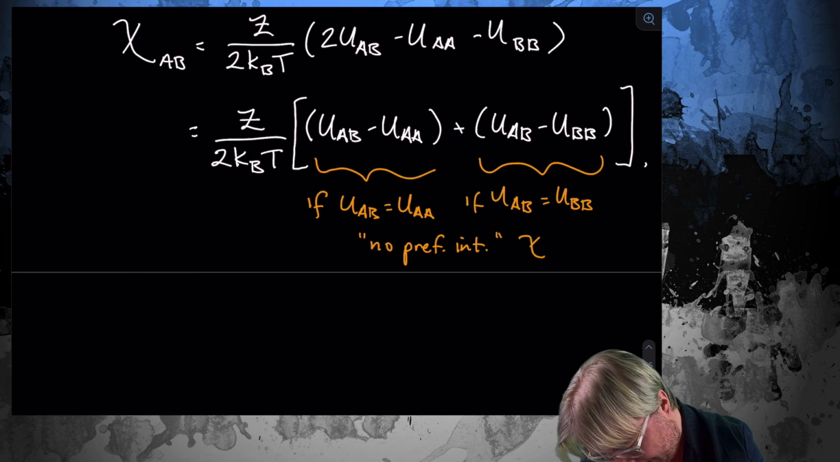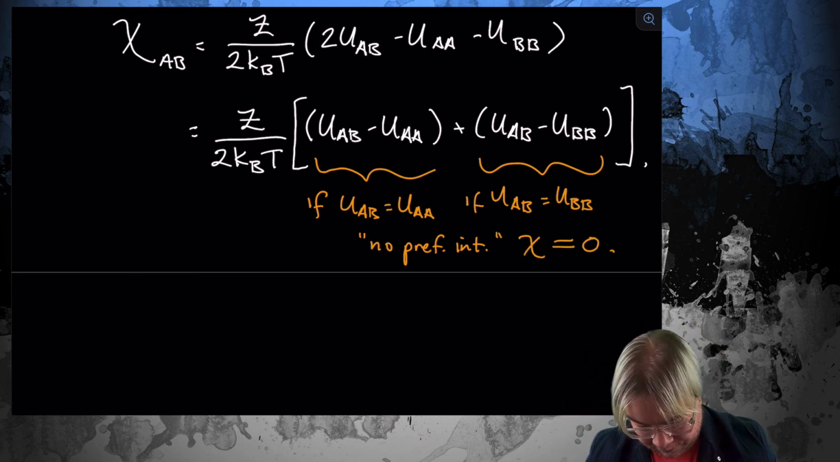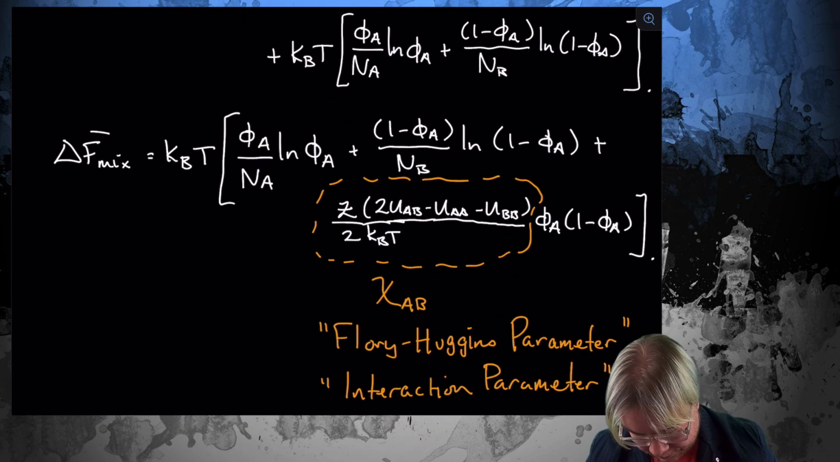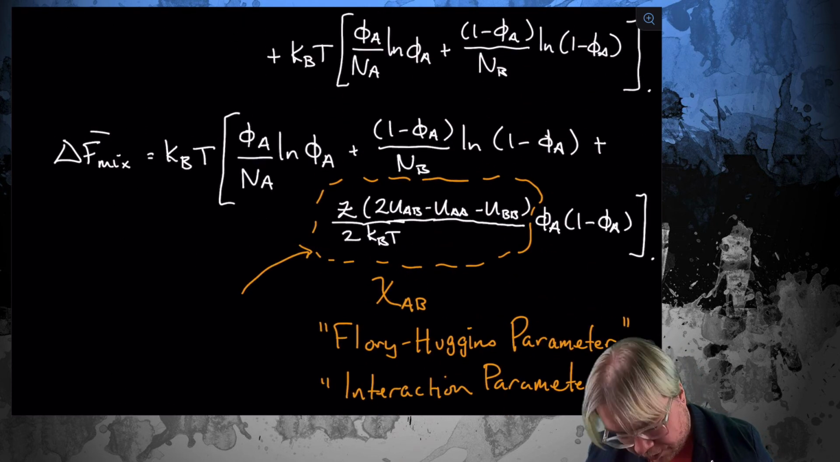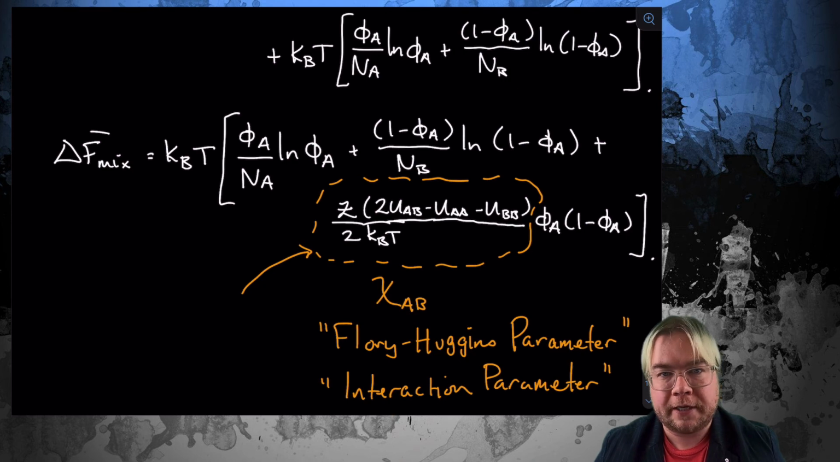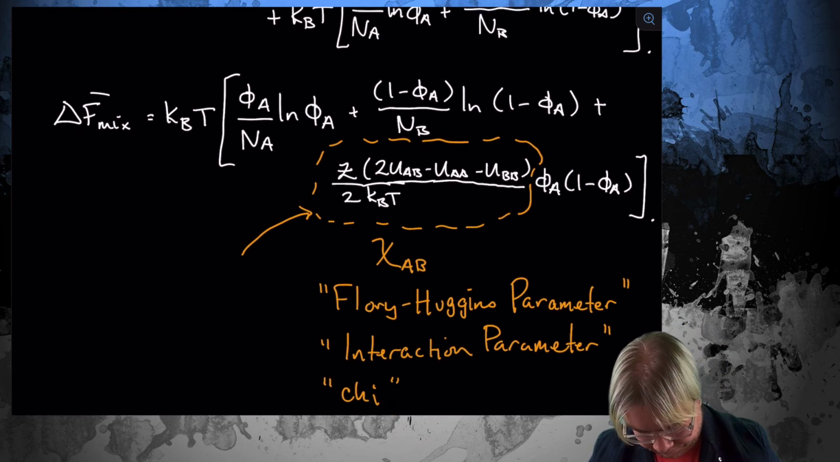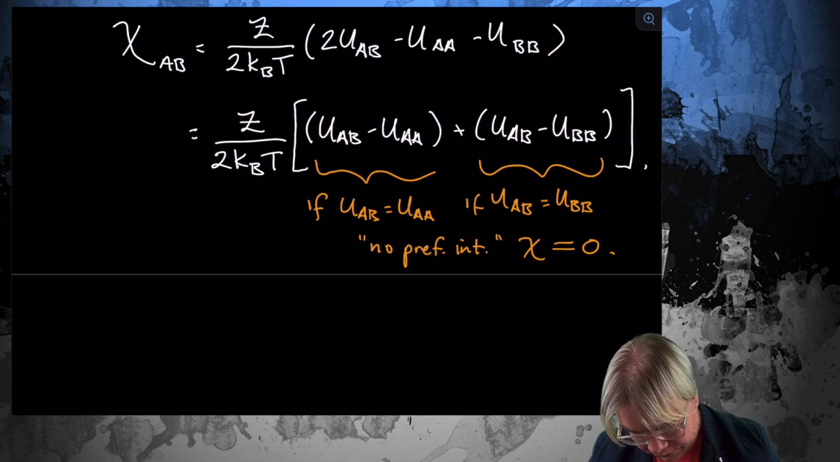And you can see that chi would be equal to 0. And if chi is equal to 0, then you can see that this whole enthalpic or interaction term would completely go away. So that's what we did last time. And so when we have those interactions, you can see the difference here.